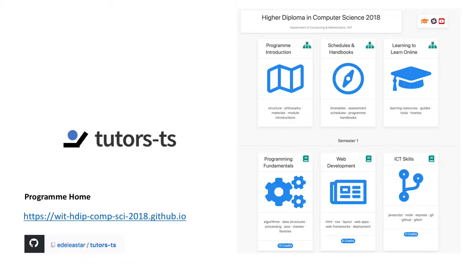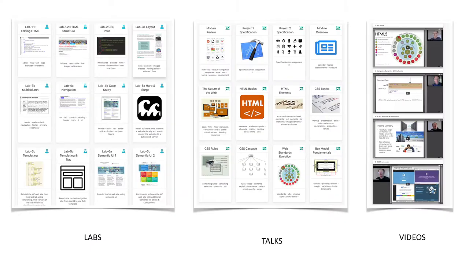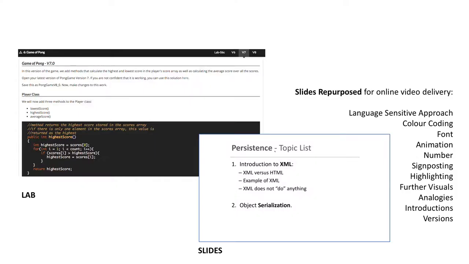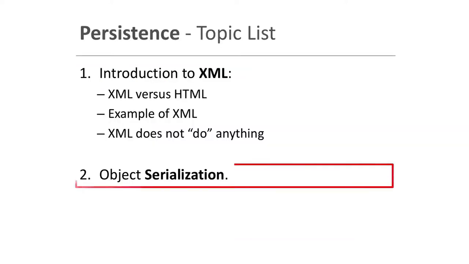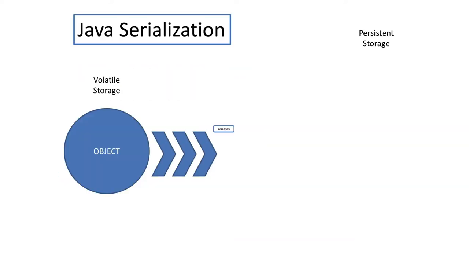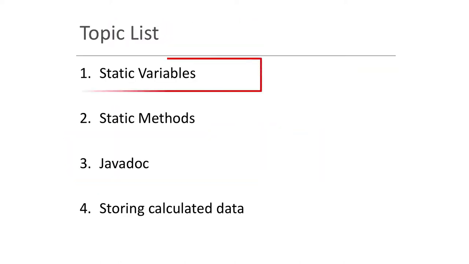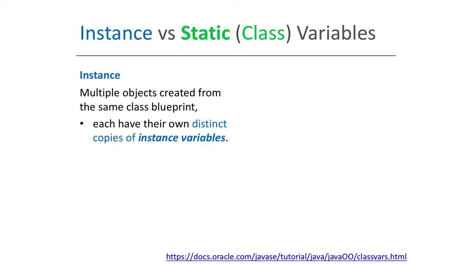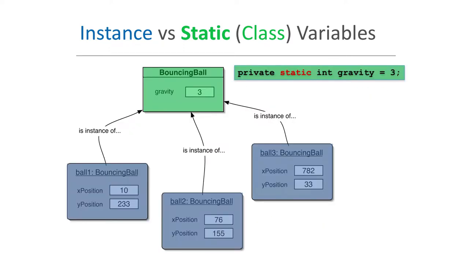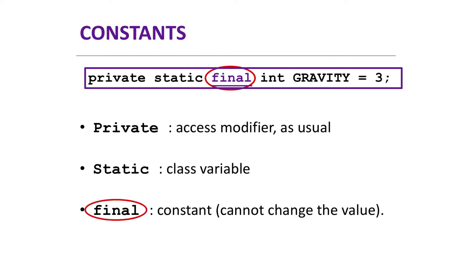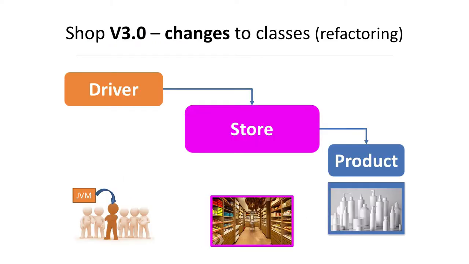My colleague Eamon de Lester will be giving a full detailed class on this here tomorrow. But briefly, it has labs, talks and videos. It's card based and you drill in. And we see an example of a lab here. It's written in Markdown. The other thing we use are slides, of course. Our slides still have to be repurposed for online delivery. Language sensitive approach, color coding, fonts, animation, numbers, signposting, highlighting, further visuals, analogies, introductions, and versions all used.